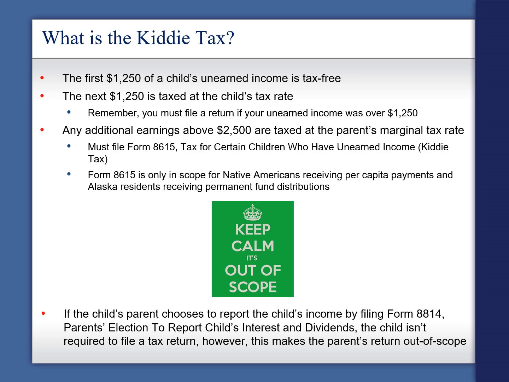In this example, the child who earned $2,500 will have to pay taxes on half their earnings, since $1,250 is half of $2,500. Anything above $2,500 is taxed at the parent's marginal tax rate. A parent may choose to report the child's income by filing Form 8814, but that makes the parent's return out of scope for VITA volunteers.